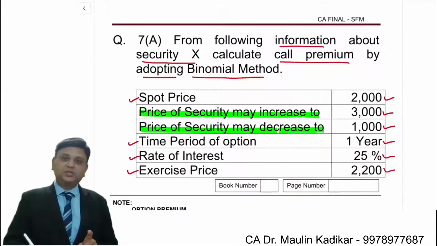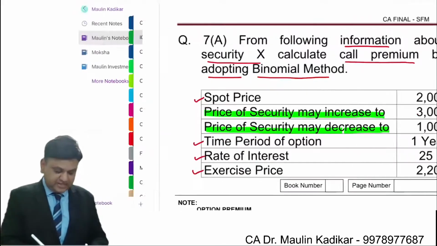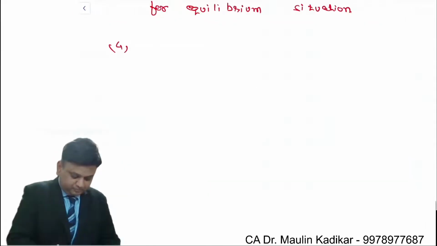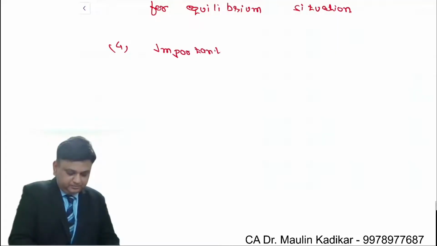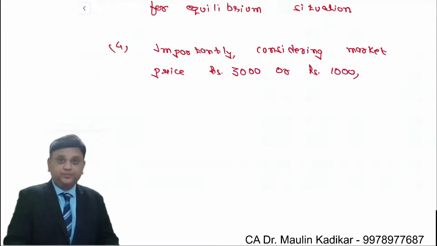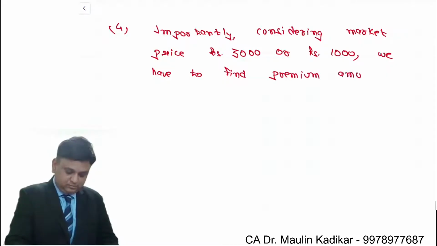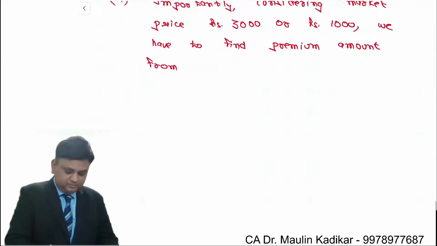Initially, I am dictating certain points and notes to you. Everybody is requested to go through them properly, and then you can ask me whatever questions you have progressively. Importantly, considering the market price of rupees 3000 or rupees 1000, we have to find the premium amount from the option seller's point of view.